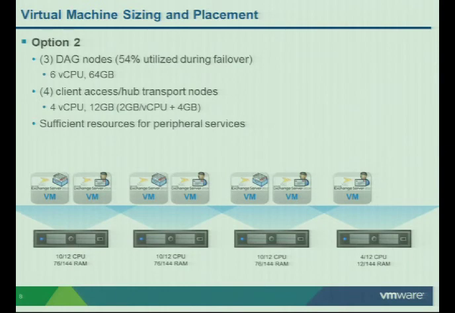Typically, the design that we're more inclined to go with is a bit more of a scaled out model. So in this scenario, we actually design a 3-node DAG. And in a 3-node DAG, I only need to allocate 64 gigs per VM. And I can take the number of vCPUs down to 6, because now in a single VM failure scenario, my 10,000 users are split across 2 DAG nodes, not on 1.